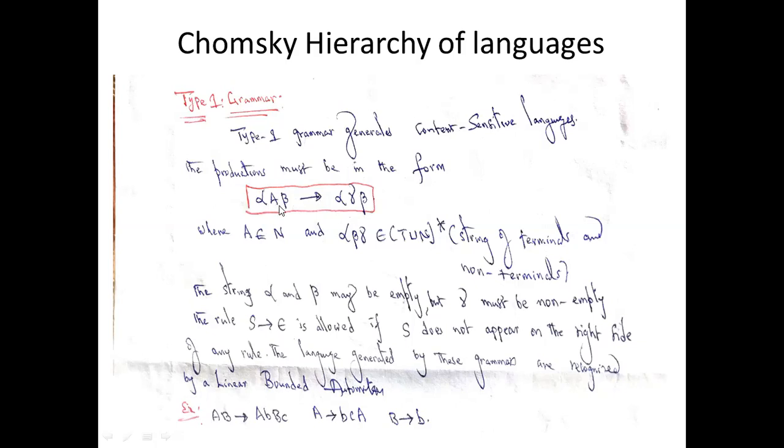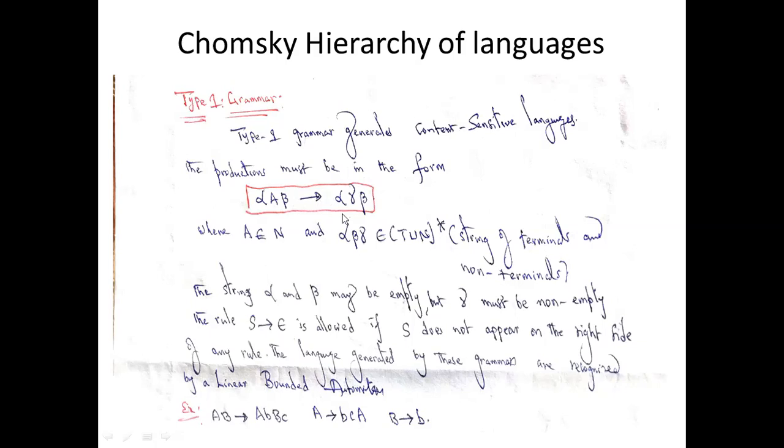Okay, and alpha A beta implies alpha gamma beta. See here, alpha beta, alpha beta. Here A is in between alpha and beta. Here gamma is in between alpha and beta. So gamma, alpha, beta are strings of terminals and non-terminals. Even if alpha and beta are empty, meaning epsilon, here A should be present. What is gamma? A string of terminals and non-terminals.